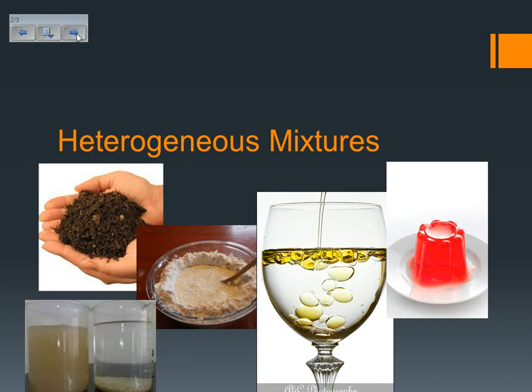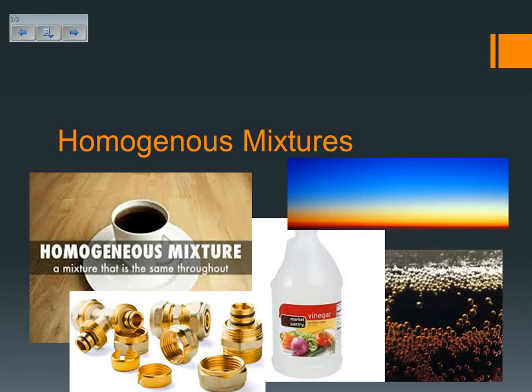Now, the next type of mixture category is going to be a homogeneous mixture. And I have this coffee here as an example. A homogeneous mixture is a mixture that is the same throughout. We also call homogeneous mixtures solutions. Okay. Now, these homogeneous mixtures, they're a little bit tougher to recognize, but they can be separated nonetheless.